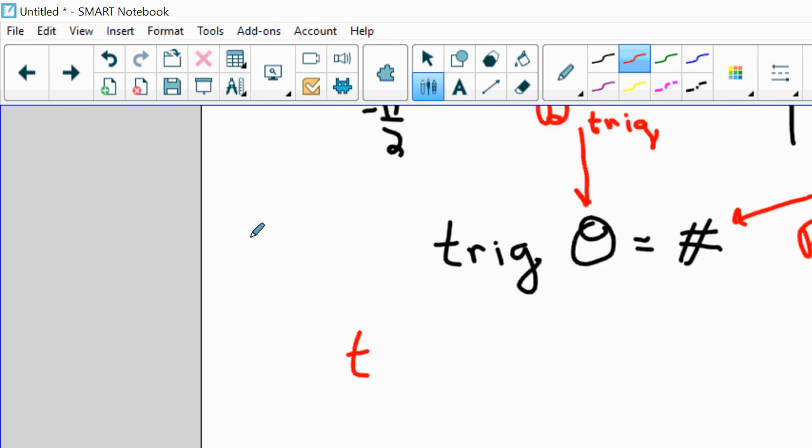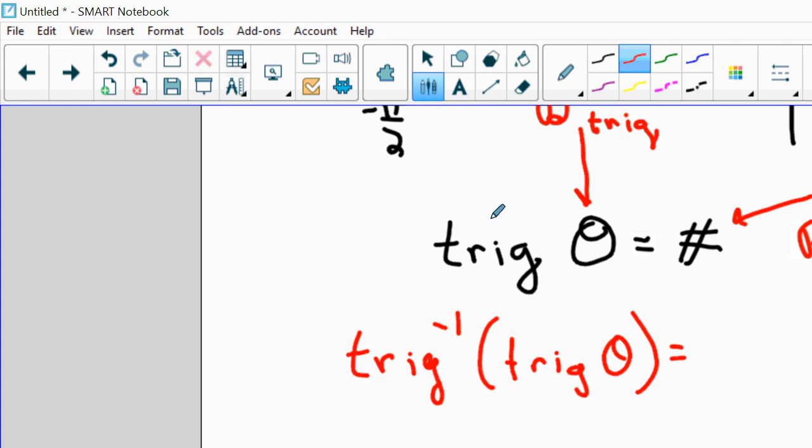But here's the deal. If you trig inverse trig theta equals trig inverse of a number, you know inverses annihilate each other and you get theta equals trig inverse of number.